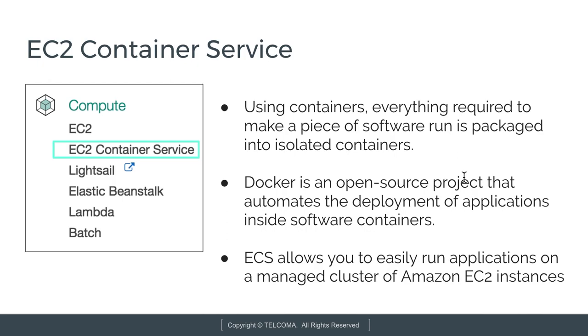So, Container Service allows us to easily run applications on a cluster of EC2 instances. Amazon Container Service eliminates the need to install, operate, and scale your own cluster management infrastructure. So, what is the deployment unit in EC2? It is a container. With the help of this, we can run our software in isolated containers.